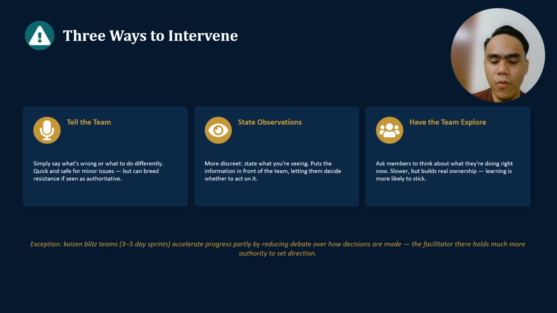There's one exception that is worth flagging: the Kaizen Blitz teams, which typically run just 3 to 5 days. In these compressed sprints, acceleration of the improvement process comes partly from reducing concerns over exactly how decisions get made. So the facilitator in the Kaizen Blitz usually holds much more authority to directly specify the direction the team will take, trading some of the ownership-building patience for speed.